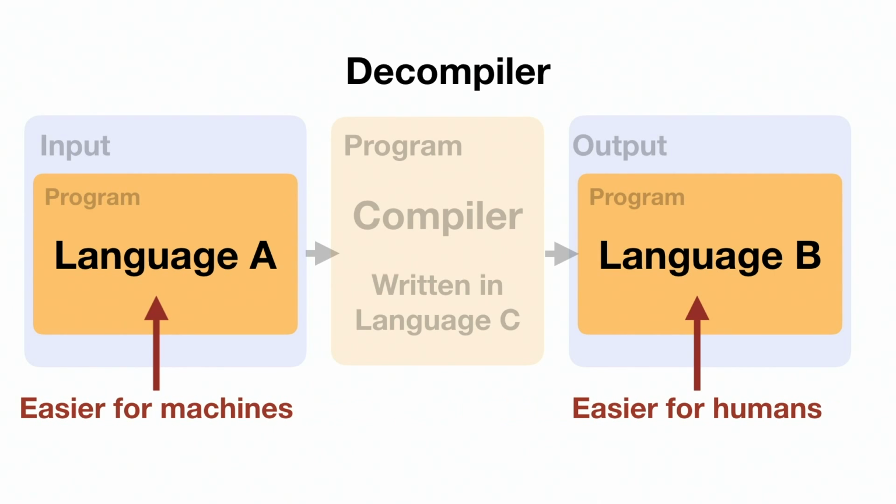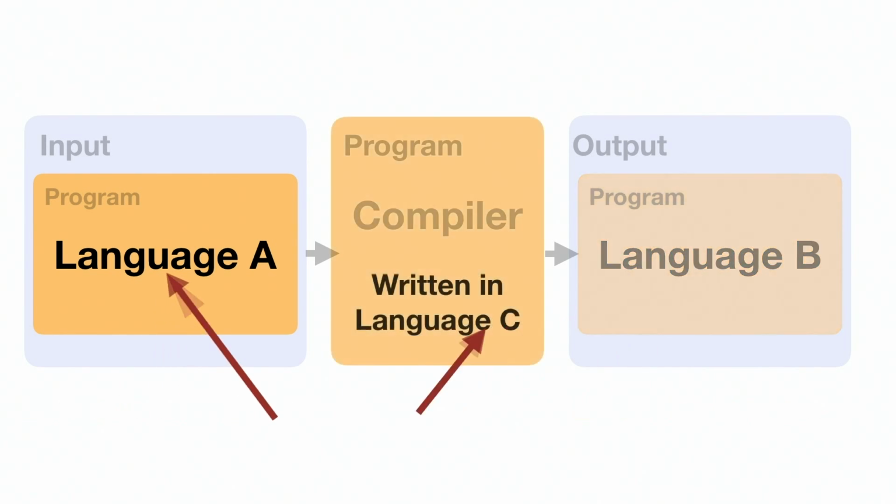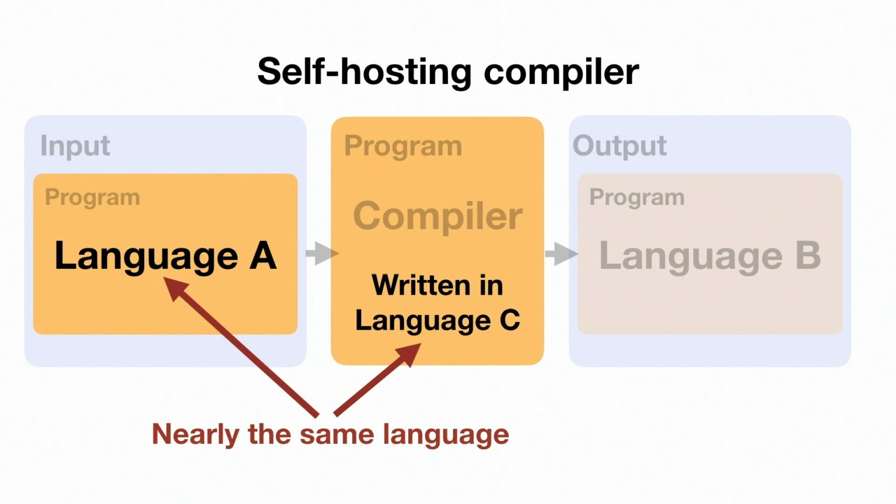The opposite of that would be a decompiler, where it takes something that's easier for machines and converts it to something easier for humans. This would be like a reverse engineering tool. A self-hosting compiler is one where the input language and the language that the compiler is written in are nearly the same. This is the idea that it's a compiler that can compile itself, also called a bootstrapping compiler.